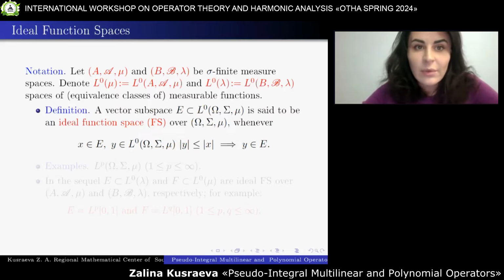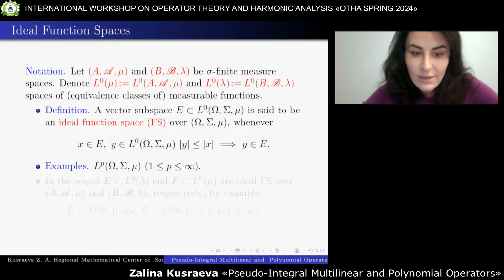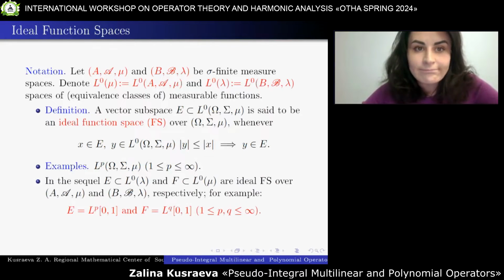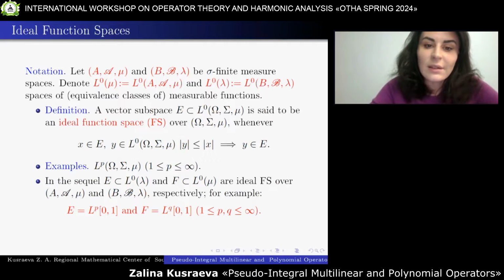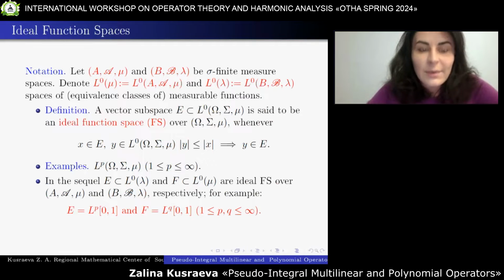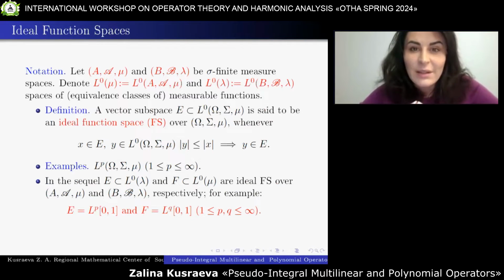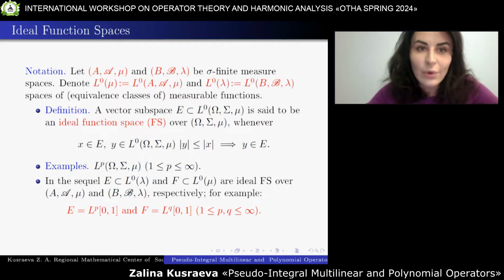A typical example of a space of this kind is the space of p-integrable measurable functions, the L^p spaces. And in the sequel, let me assume that E and F are ideal function spaces over our measurable spaces, L0 mu and L0 nu, respectively. In our talk, for simplicity and transparency, speaking of E and F, we can keep in mind the particular case when E is equal to L^p on the unit interval and F is equal to L^q also on the unit interval. This is, of course, a very special particular case, but it provides an adequate idea of the main approaches and results.